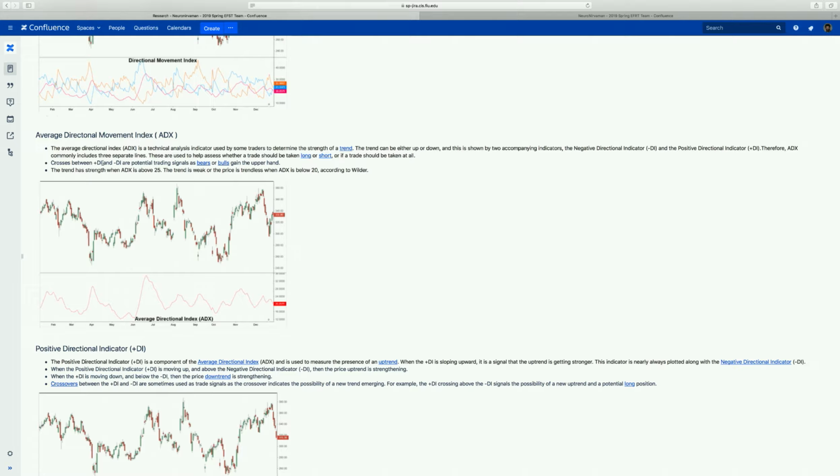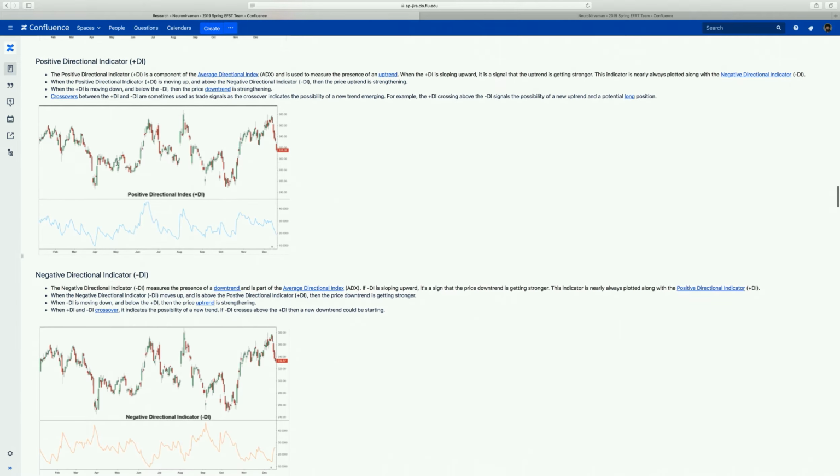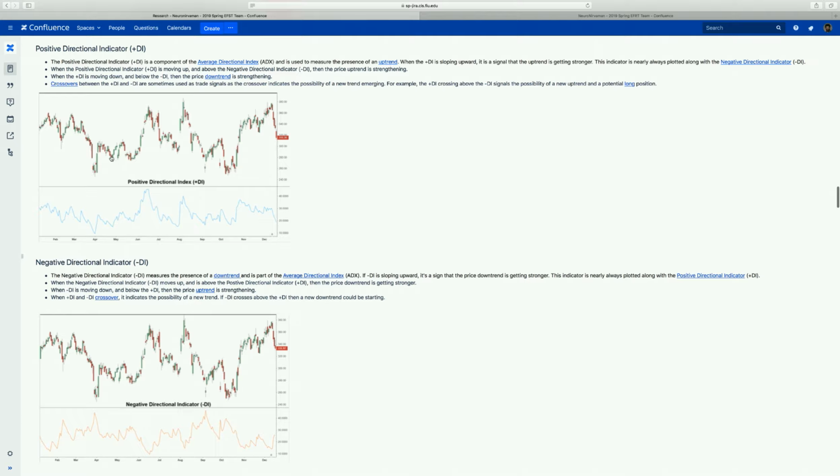And so crosses between the positive directional indicator and the negative directional indicator can signal whether you have a bearish market or a bullish market. Okay, so then we get to the positive directional indicator and the negative directional indicator. Maybe it's a good idea if we have them both on the screen at the same time. What is the difference between them? The positive measures the uptrend, while the negative measures the downtrend.